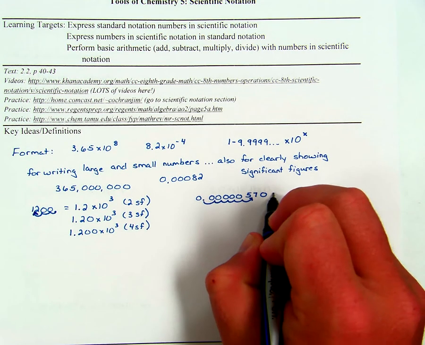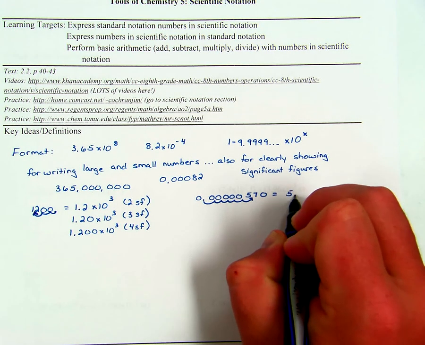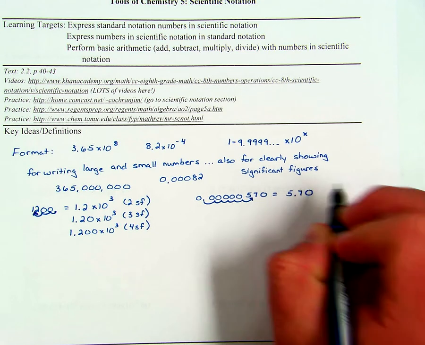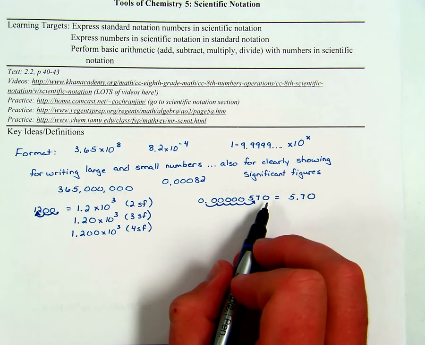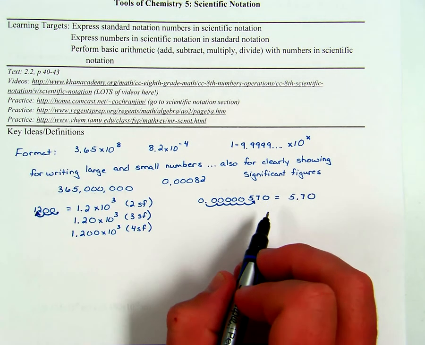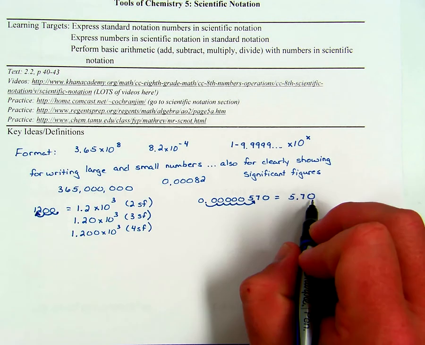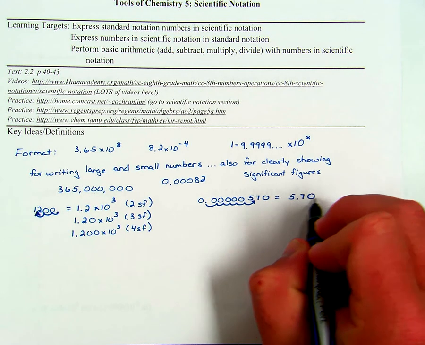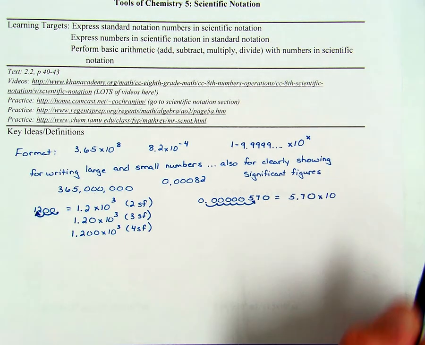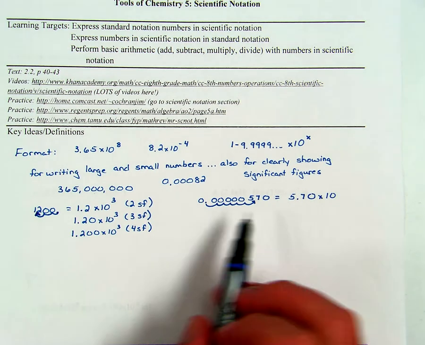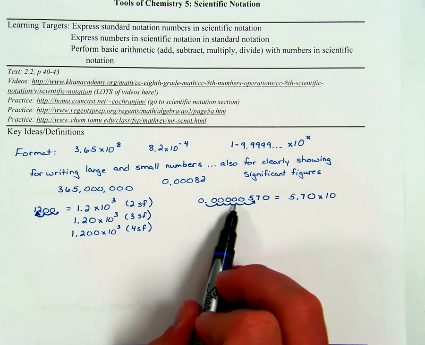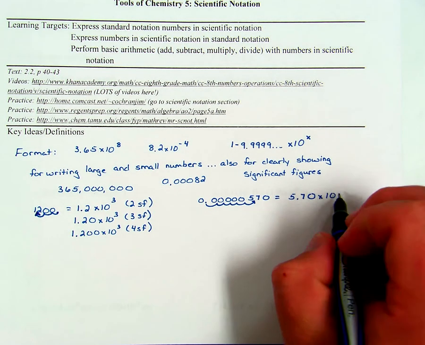That's going to give me 5.70, because as we know from our rules, this last 0 here is in fact significant. So I need that 0 there in my scientific notation. So 5.70 times 10 to the, now I forgot how many places I moved it, 1, 2, 3, 4, 5, 6. So times 10 to the negative 6.